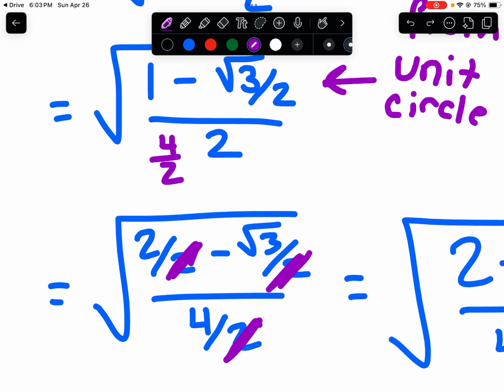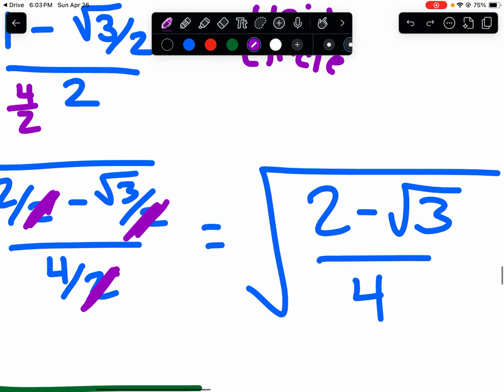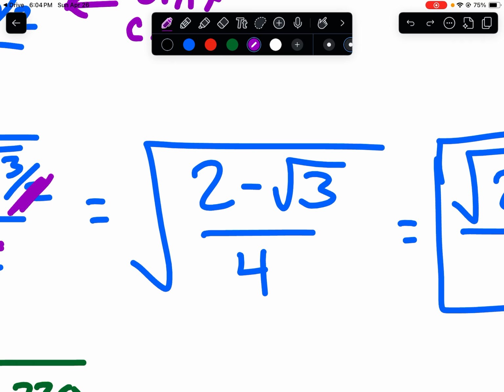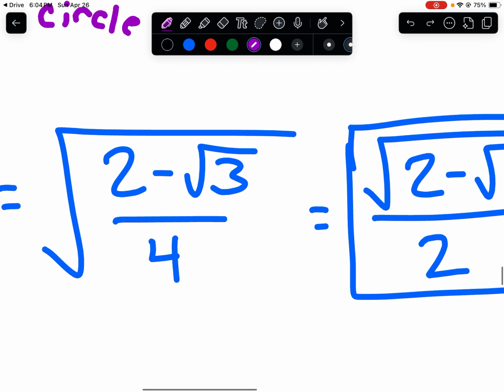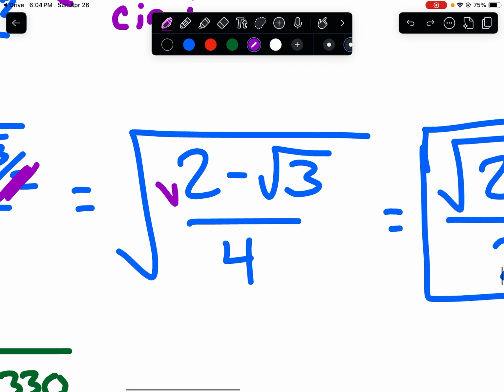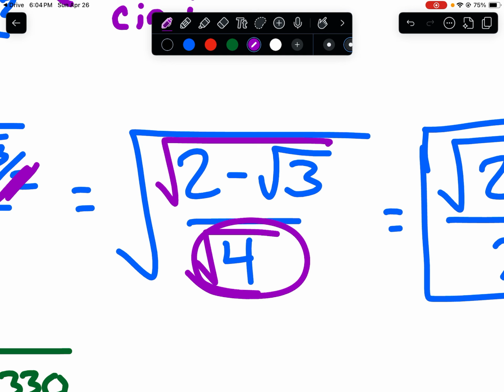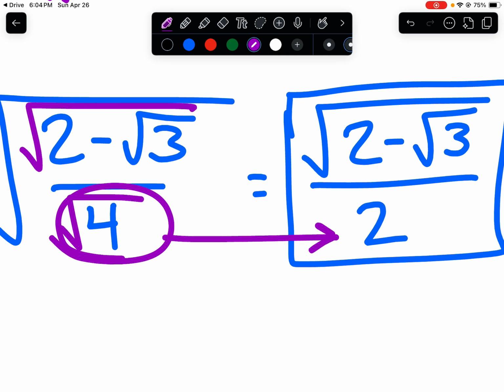So then on that top part, I end up with 2 minus root 3. Well, 2 minus root 3 can't really be simplified. So that's just going to stay 2 minus root 3 over that 4, all within another square root. Now, what we could do, and what I would like to see us do here, is take the square root of this top part divided by the square root of the bottom part. And I like that because then the square root of 4 can just turn into a regular old 2.